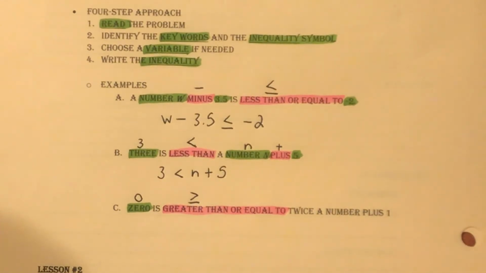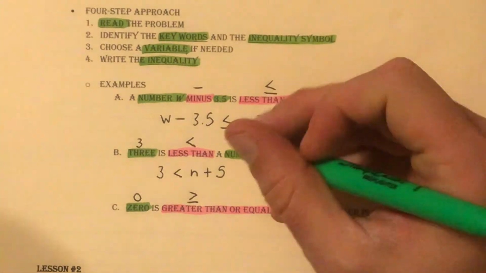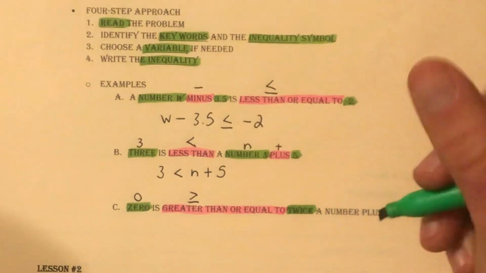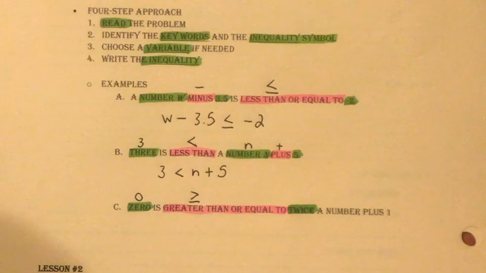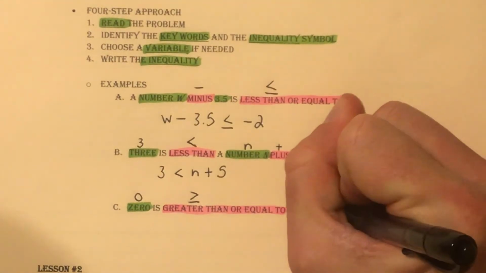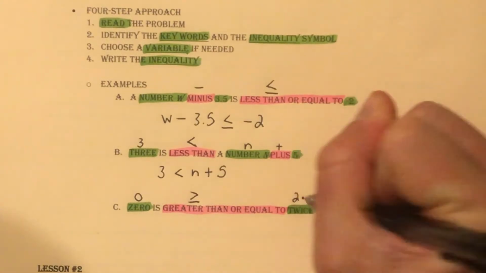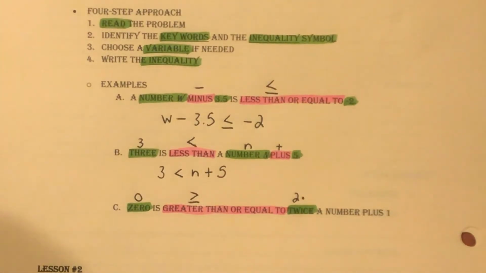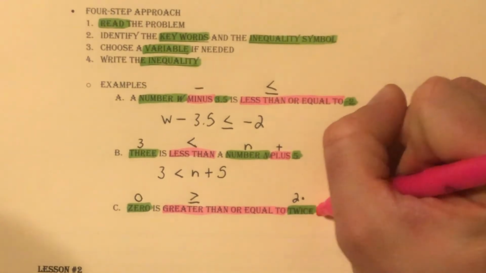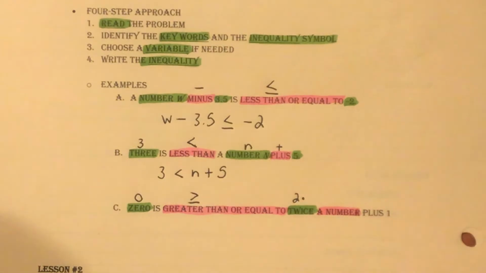Now, next piece of key information I see is the word twice. If we recall what we learned in the previous chapter, twice means 2 times. Because if I had 5 pens, and you said you have twice as many, you would say 5 times 2 to figure out that you have 10 pens. So twice means 2 times. Then it says a number, so there is a variable right there. They don't actually give me a variable on this one, so I need to choose that.